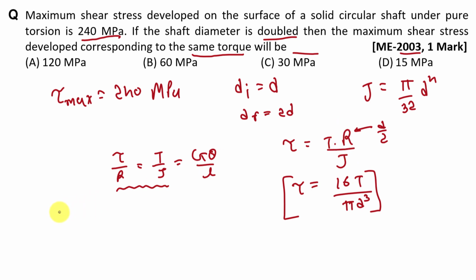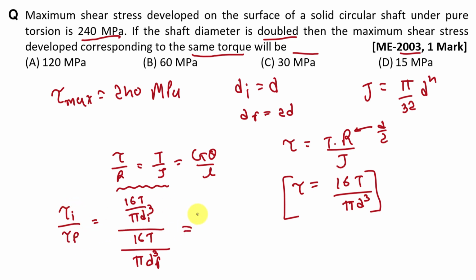Now let's say here we take tau initial divided by tau final. So that will be 16T divided by pi d initial cube divided by 16T divided by pi d final cube. Right? Now here value of T is same, right? So finally tau i divided by tau f is d final cube divided by d initial cube.